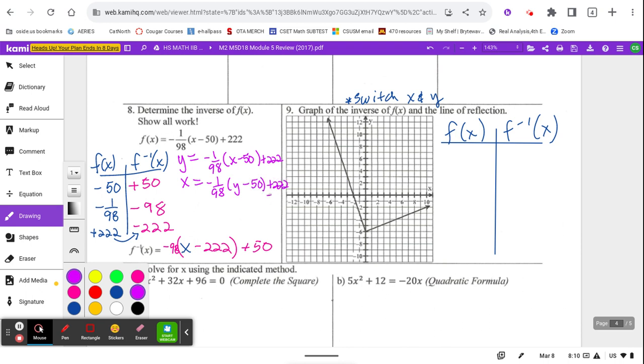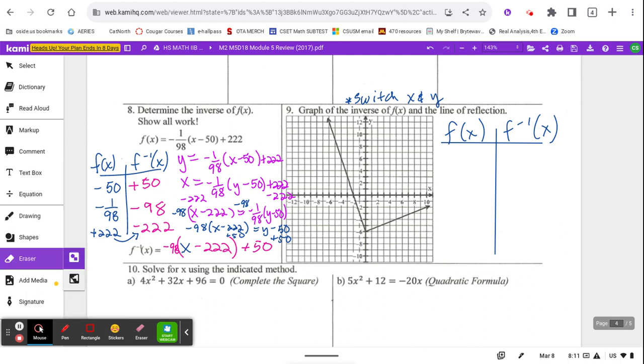Step 3, solve. Here we get our x minus 222. Here's where we would be multiplying by the negative 98 to both sides to get rid of that. And finally, here's where we would be adding the 50. So the final answer would still come out to what we have here below that we got from the table method.